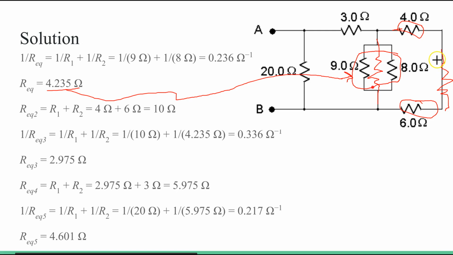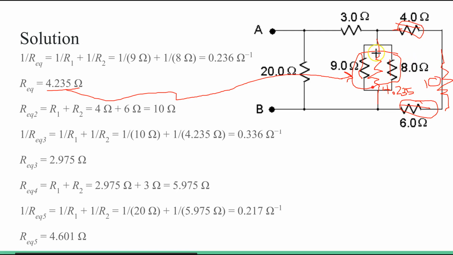Just pay attention to the red resistors. Those are equivalent resistors. This is 10, and this is 4.235. I'm going to cross through the resistors we're done with, just to make sure you don't look at them.